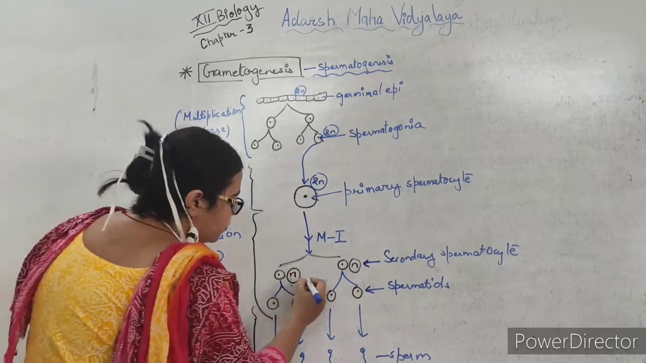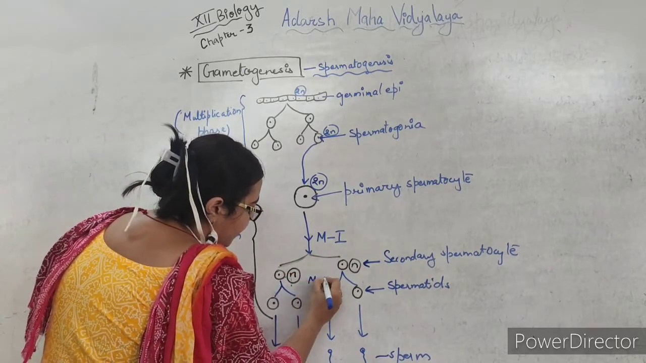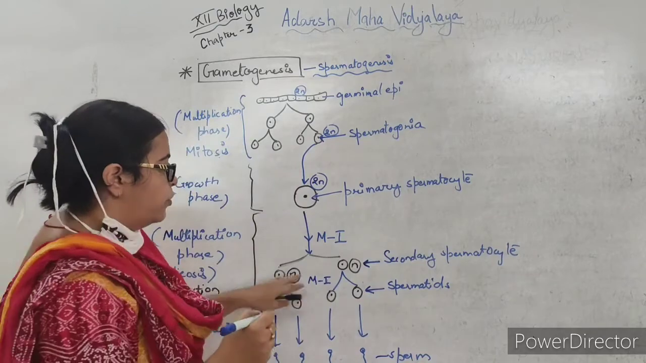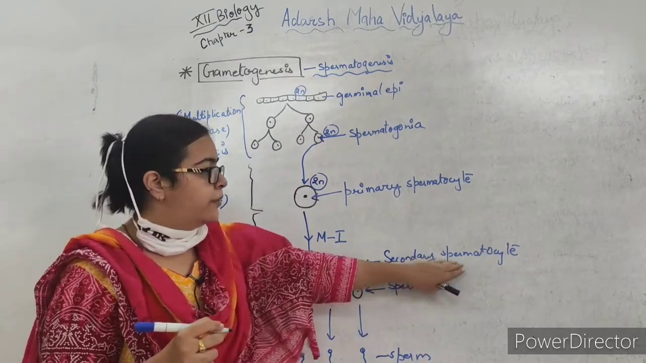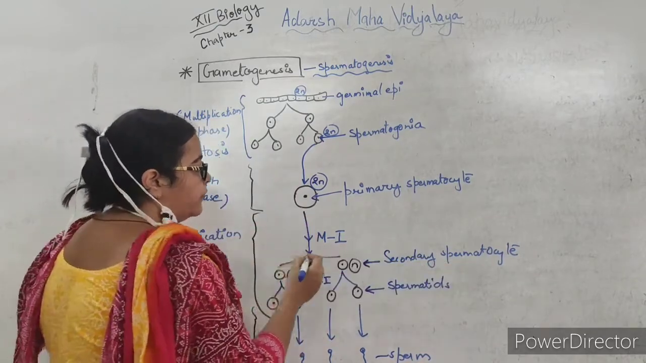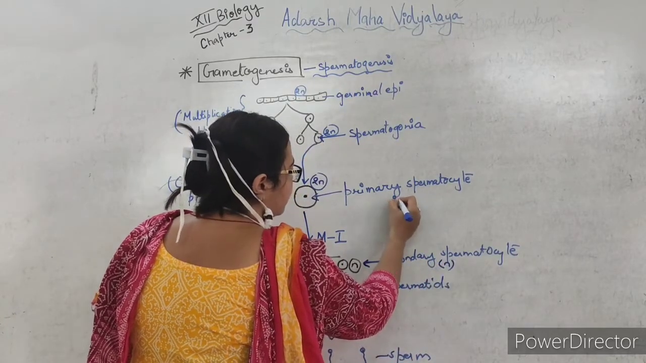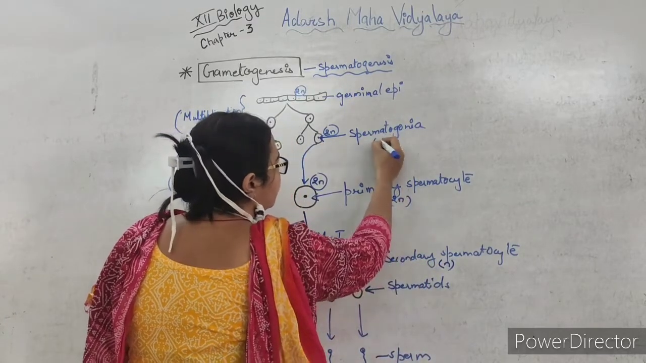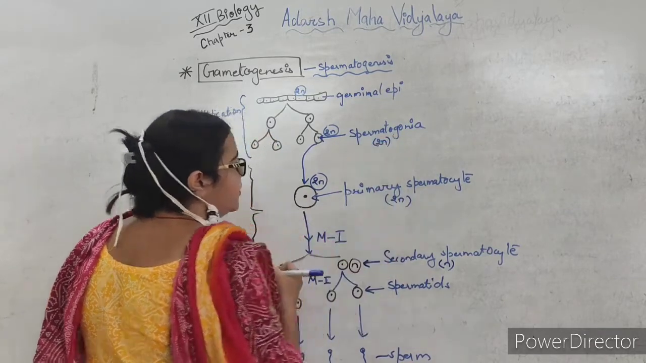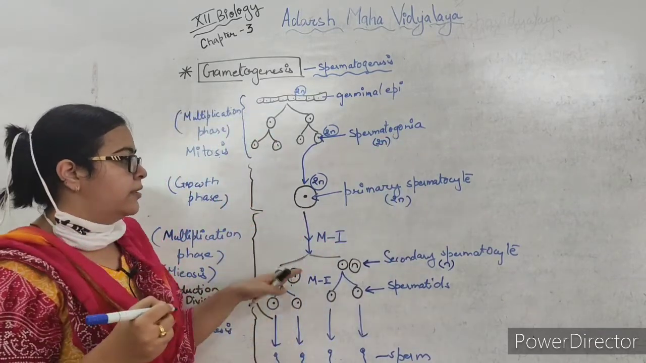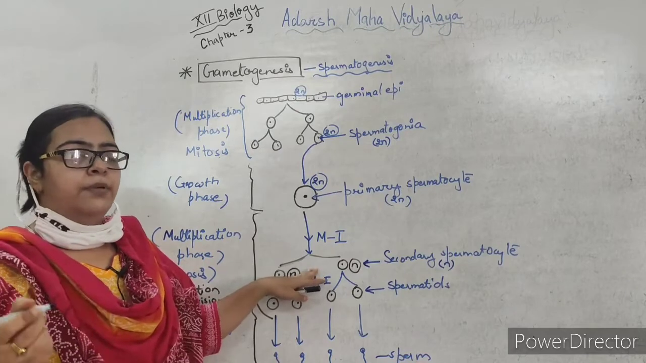After that, meiosis 1 will occur. Meiosis 1 occurred and there was formation of 2 daughter cells, and these were called secondary spermatocytes, and the ploidy of the secondary spermatocyte was haploid. This is diploid and this is also diploid. So in examination they can ask what is the ploidy of the secondary spermatocyte.